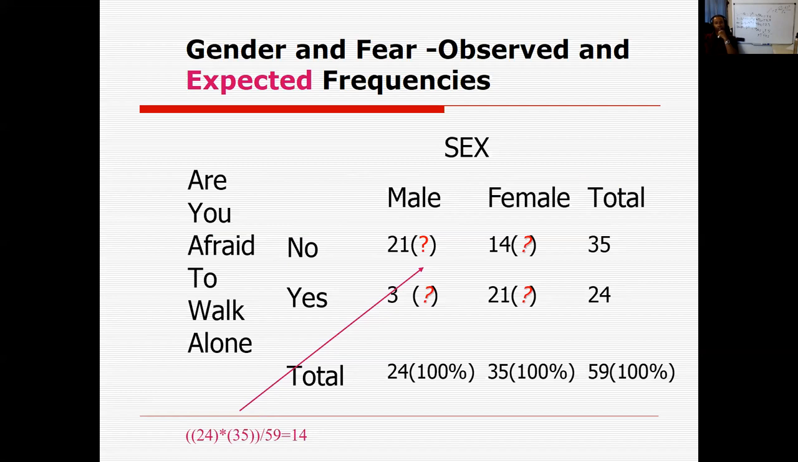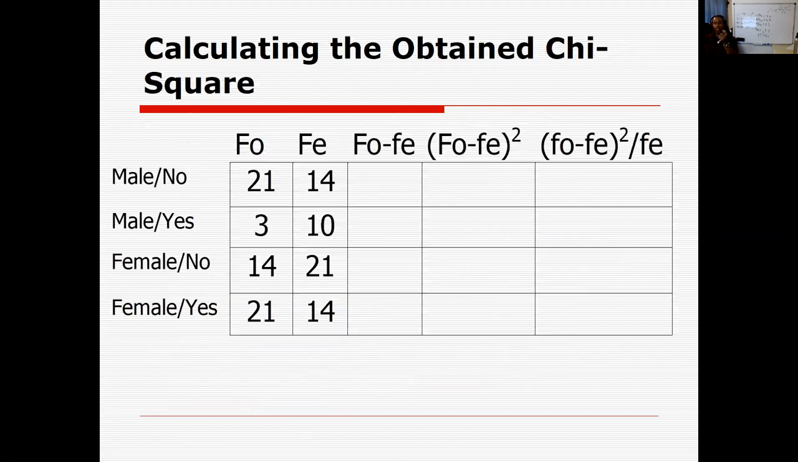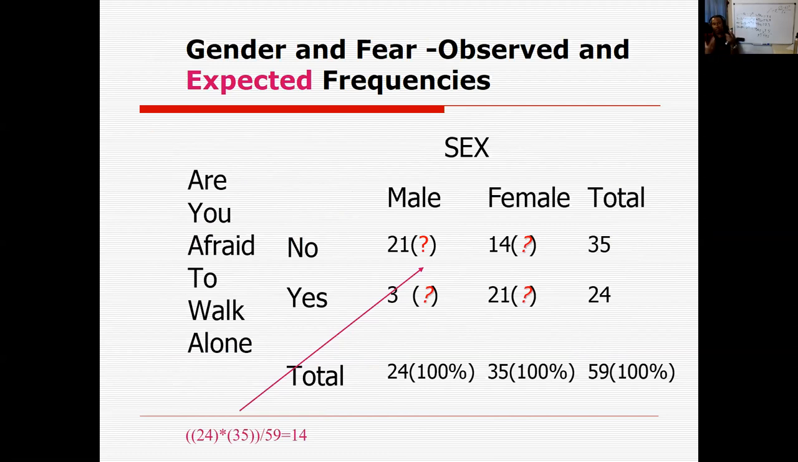What's the probability of pulling sample data where 21 males said no when it should have been 14 males? What's the probability of pulling sample data where three males said yes when it should have been 10 males, right? So our observed frequencies are quite different from our expected frequencies, which suggests this sample data reflects an actual relationship in the actual population. So we can think about the distribution of the chi-square as providing us with a p-value for this sample data.